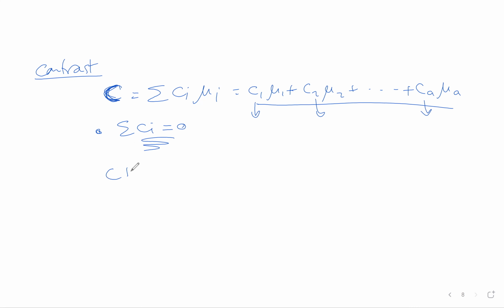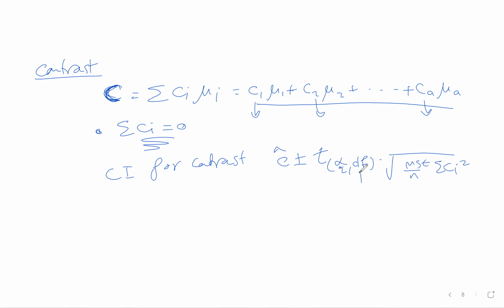So the confidence interval for the contrast is C hat plus or minus T at alpha over 2 and degree of freedom times the square root of MSE divided by n times the sum of CI squared. This degree of freedom is the degree of freedom of error, big N minus A, or A times little n minus 1, or the degree of freedom for error from the ANOVA table.